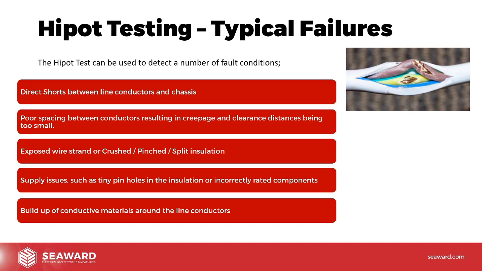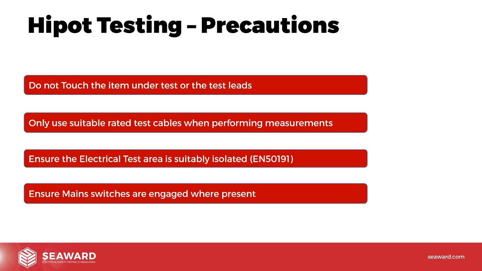So there could be tiny pinholes in the insulation of the cables we've bought. We could have been supplied incorrectly rated components. Again, the Hipot test could potentially pick up these faults. And for those of you doing testing as part of an ongoing maintenance schedule, particularly in the power tool world, you could get a buildup of conductive materials inside the product. Again, the Hipot test will pick that up and issue that as a failure if they become too close to the conductors.